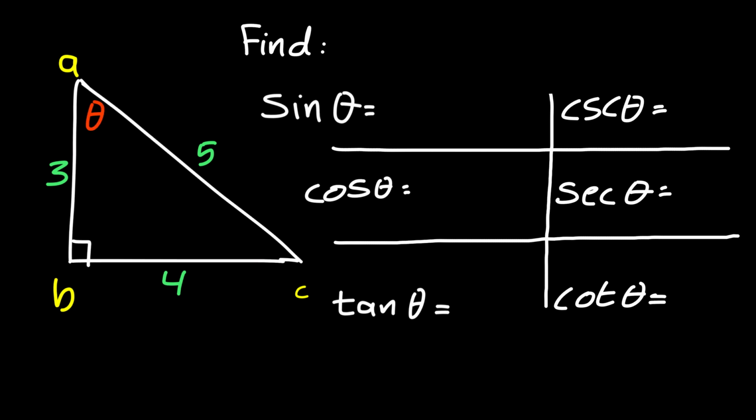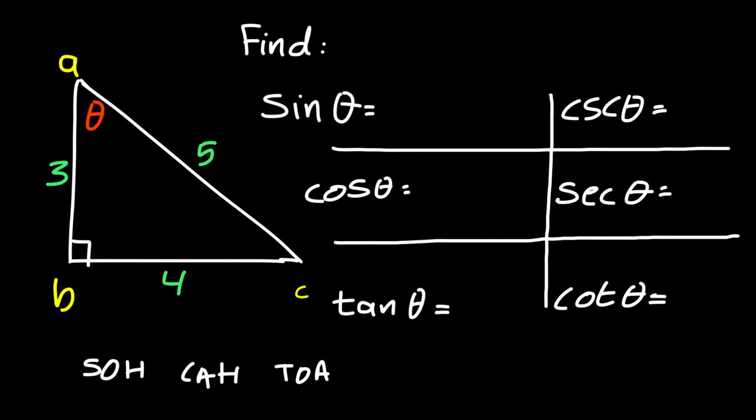Now we will continue with the same example, but this time we have changed the location of theta. Okay, so let us solve it. We have to find these values. So we will start with sine theta, but before we start, let us just write the 3 terms, which is SOH, CAH, TOA.